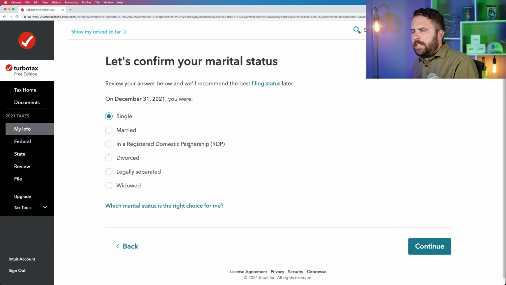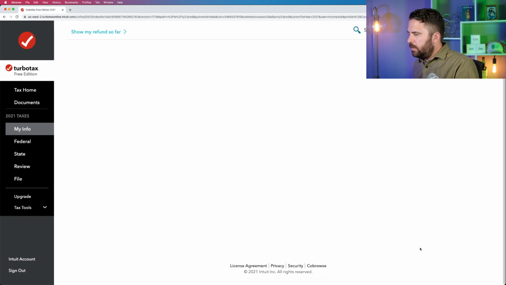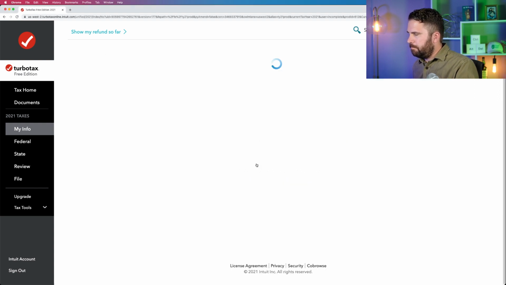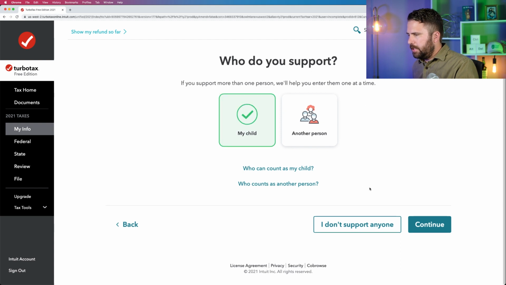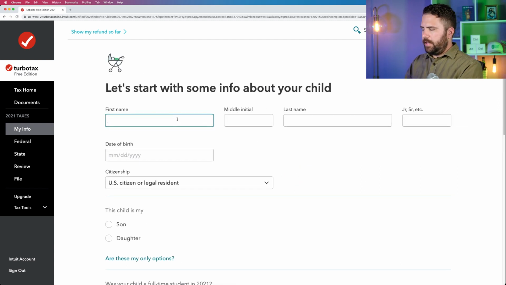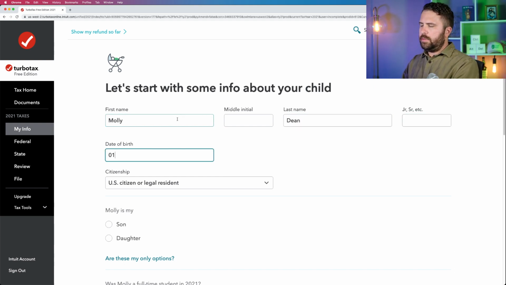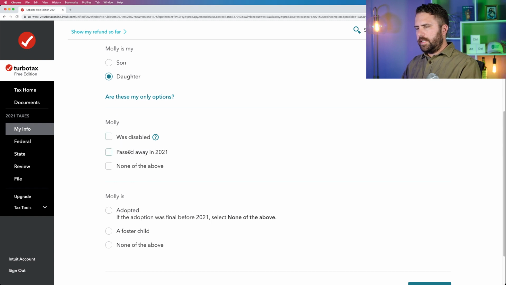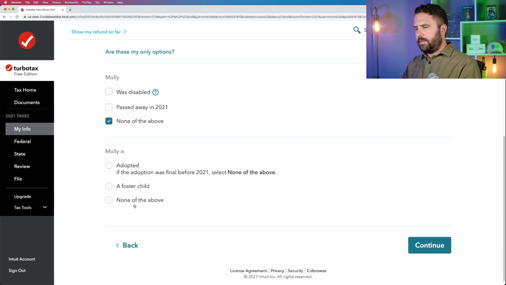Let's confirm your marital status. I'm going to say that our taxpayer is single, but ready to mingle. Do you have children or support another person? I'm going to say that his daughter lives with him and that he supports her. I'm going to say my child. Her name is Molly Dean. Let's say she was born in 2009. My daughter, let's say not disabled, did not pass away, none of the above. Not adopted, foster child, none of the above.